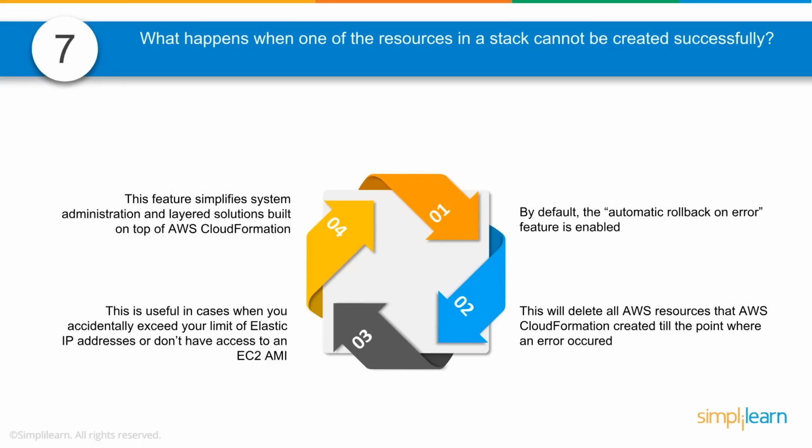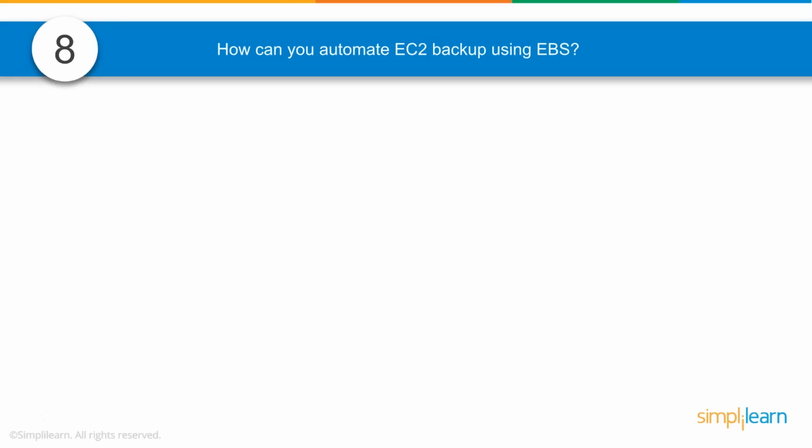And this feature actually simplifies the system administration and layered solutions built on top of AWS CloudFormation. So at any point, we know that there are no orphan resources in our environment, because something did not work. At any point, we can be sure that if CloudFormation is launching a resource and it's going to fail, it's going to come back and delete all the resources it's created, so there are no orphan resources in our account. Now let's talk about some questions in Elastic Block Store.